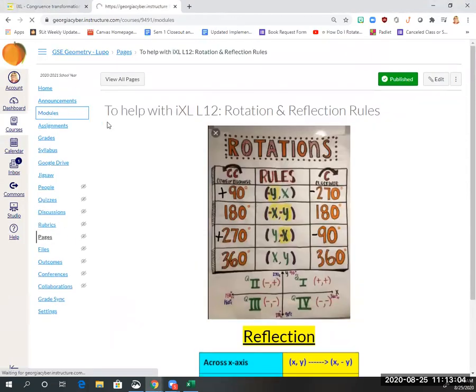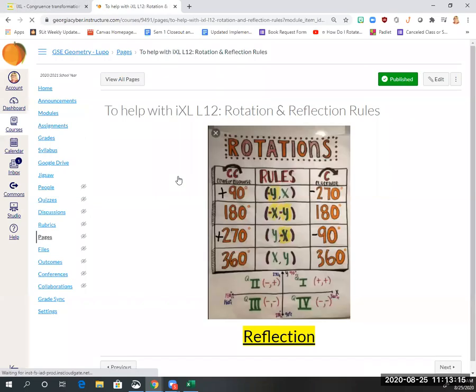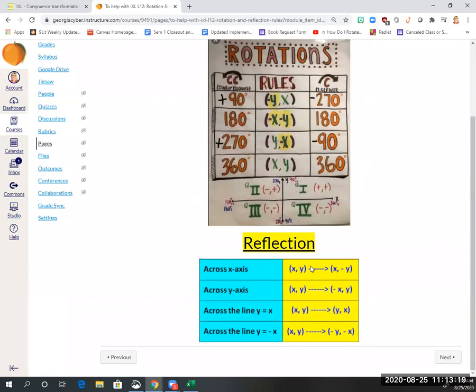In the how-to module, I wrote this little page right here, it says help with L12. So you click on that, there's rotations at the top, reflections at the bottom. So if you look at that, and you notice down here where it says across the line y equals negative x. Let's see what happened. We have x and y, and that changes to y, x, and they're both negative. So I switch their places, and I negate both of them.